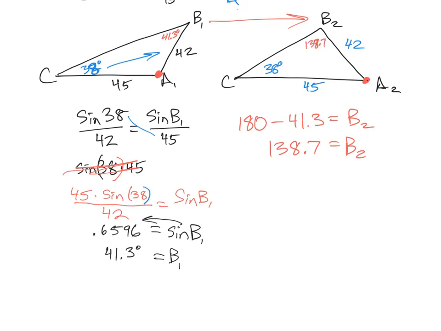138.7. And at this point, you ought to be able to tell me what A sub 1 is and A sub 2. How do I find those? 180 minus first angle. 180 minus both of the other two angles. So to get angle A sub 1, 180 minus 38 minus 41.3, isn't it? 180 degrees in the triangle, right? So 180 minus both of those. 180 minus 38 minus 41.3. And that's 100.7. Everybody find A sub 2 real quickly.